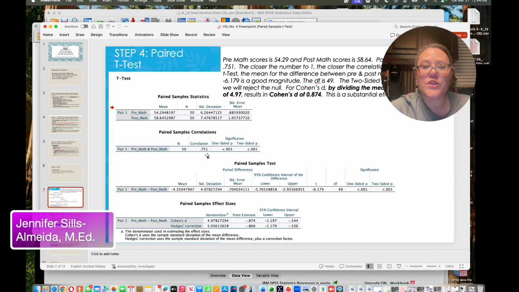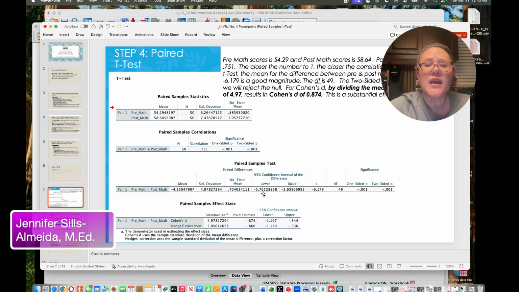It is important to know that for the paired samples t-test, the difference between the pre and post is 4.35. It shows you right here. And the t value of negative 6.179 is a good magnitude. It's indicated right here. The degrees of freedom is 49. The two-sided P is well below the 0.05, so we will reject the null.